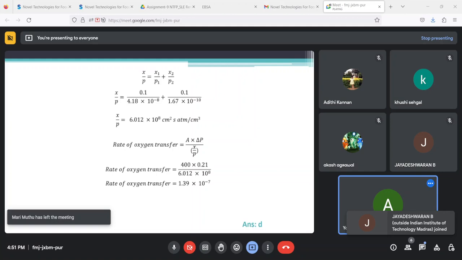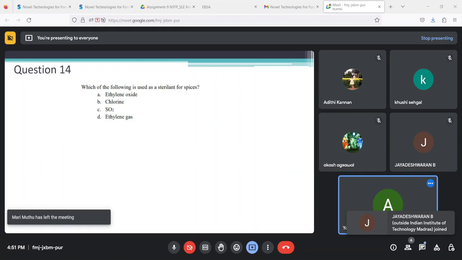Okay, if there are no doubts, I move on to question 14. Which of the following is used as a sterilant for spices? A. Ethylene oxide, B. Chlorine, C. Sulfur dioxide, and D. Ethylene gas. So which is the right answer for this? What is used as a sterilant for spices?